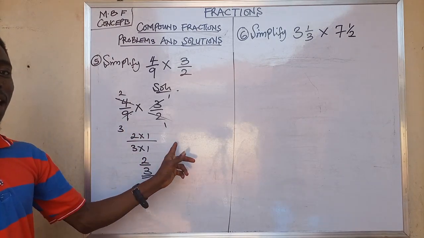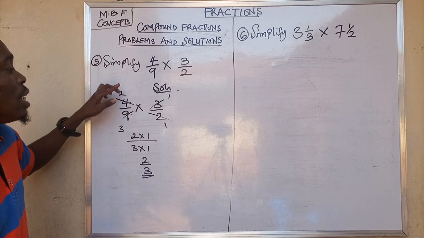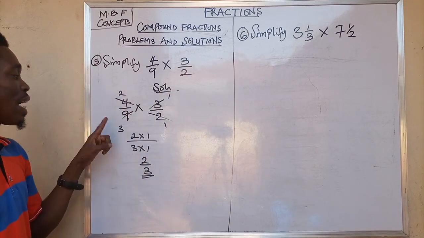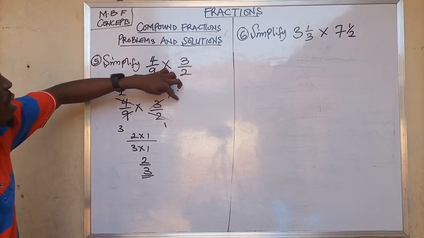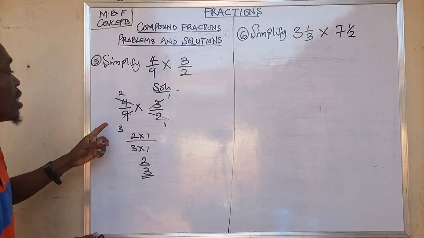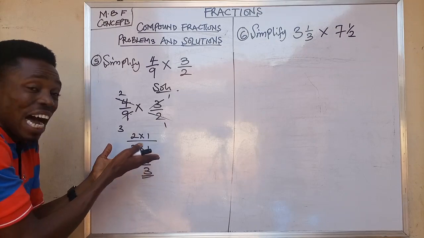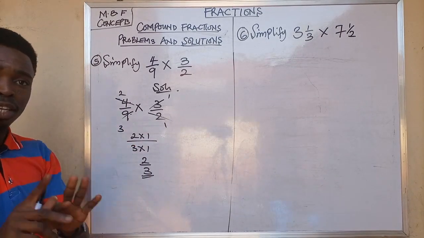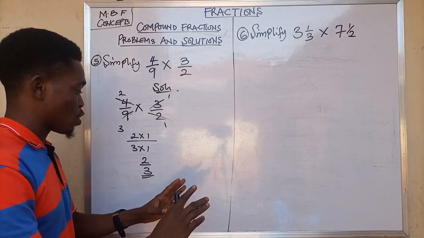2 divided by itself is 1, 2 into 4 is 2. Now 3 divided by itself is 1, 3 into 9 is 3. All we need to do, multiply the what? The remainder. 2 times 1, that's what we have here, then 3 times 1, that's why we have at the denominator 3 times 1. Now 2 times 1, guys, is 2, and 3 times 1 is 3.